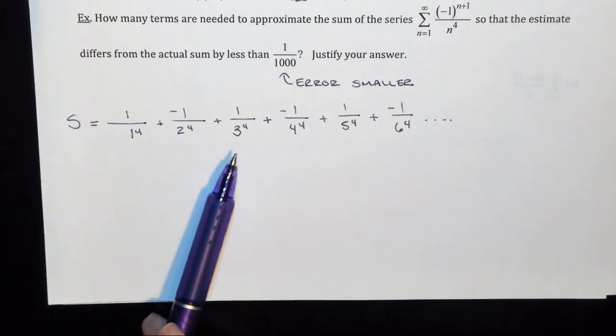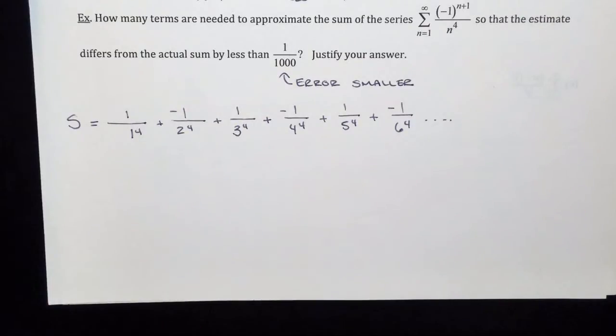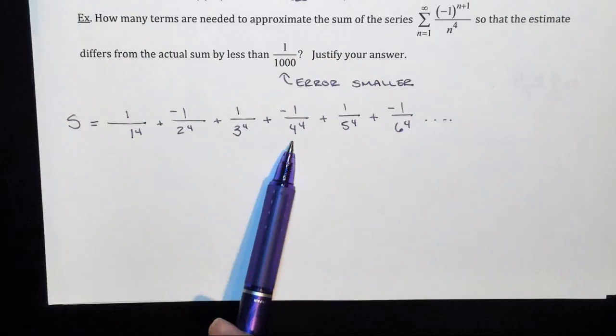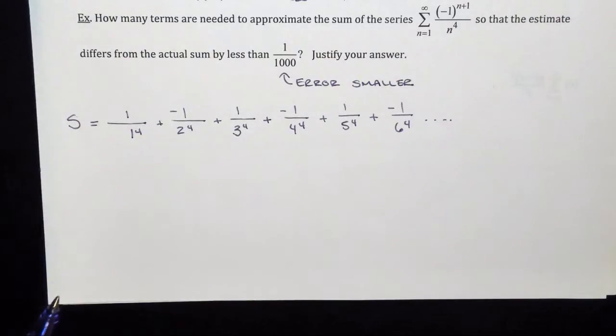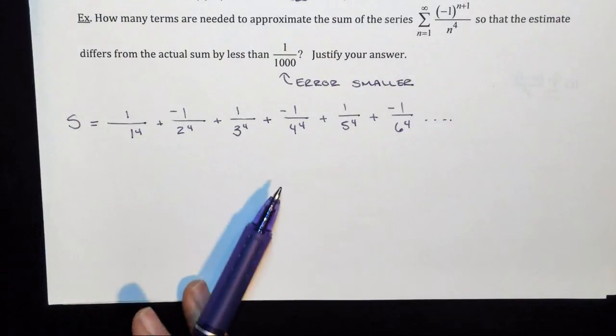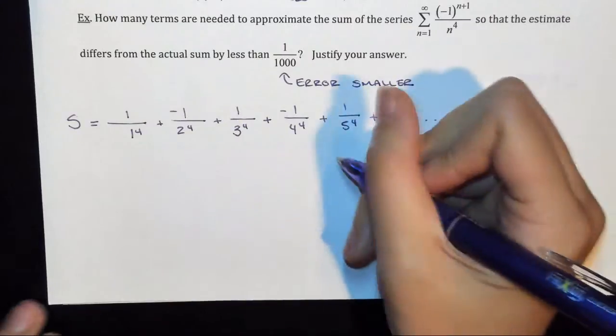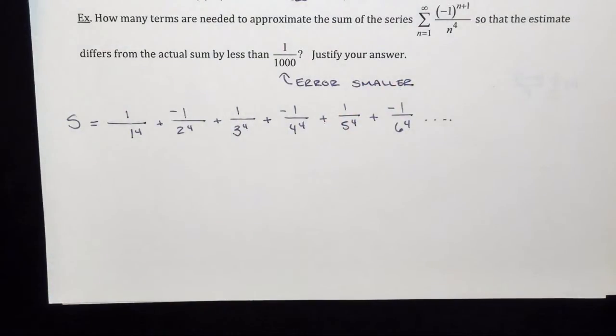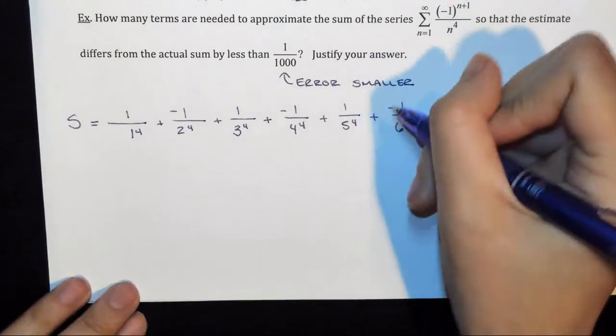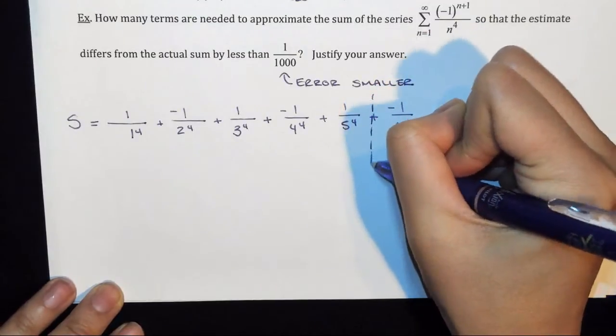1 over 3 to the 4th would be 1 over 81. 1 over 4 to the 4th would be 1 over 256. And 1 over 5 to the 4th would be 1 over 625. And then 1 over 6 to the 4th would be 1 over 1296. So I'm going to stop here.